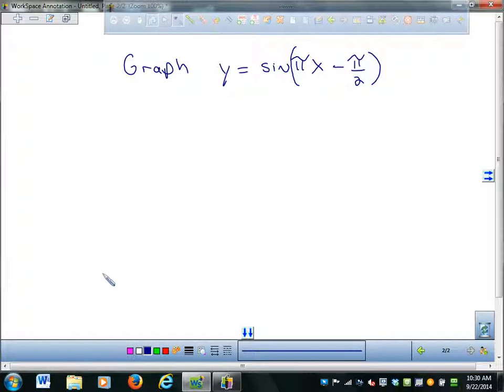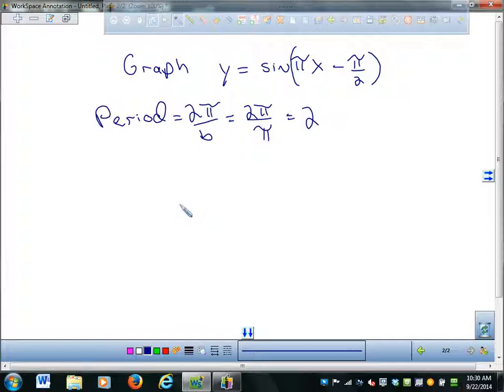So the first thing I would do is find the period. How do I find the period? 2 pi over b. The period is 2 pi over b. This is b right here. So the period is 2 pi divided by pi, which is 2. Yes, that's the period. 2 pi divided by pi, which is 2.